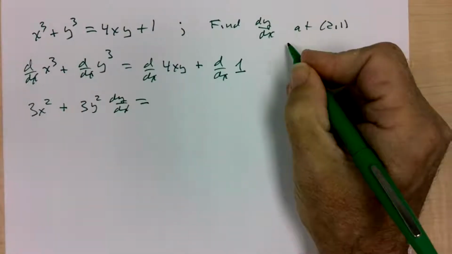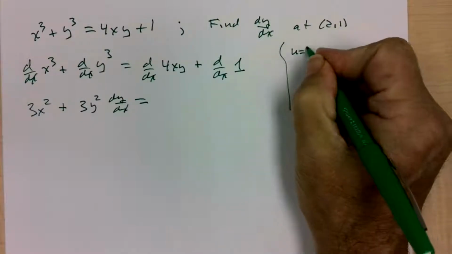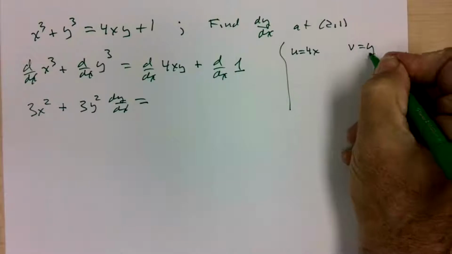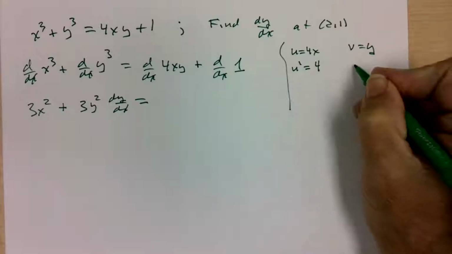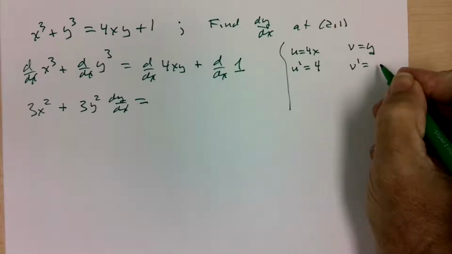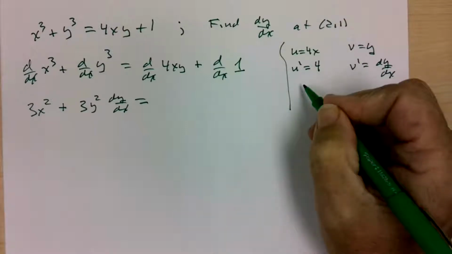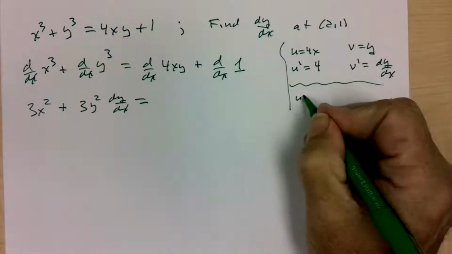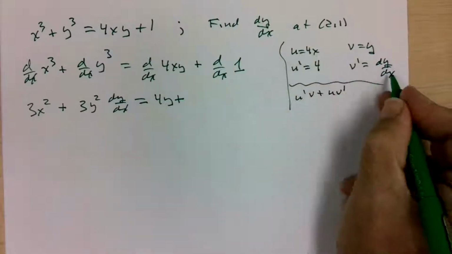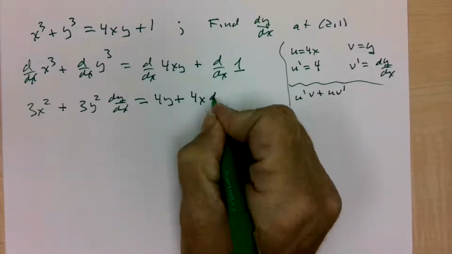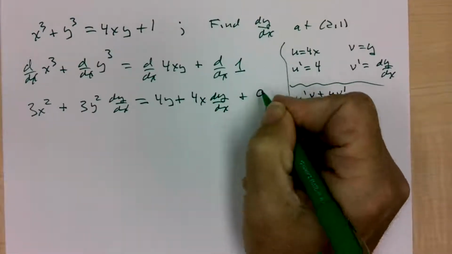Equals the derivative with respect to x of 4xy is going to require us to use the product rule. So we'll say u is 4x, we'll say v is y. U prime is the derivative with respect to x of 4x, which is 4. V prime is the derivative with respect to x of y, which would be dy dx. So of course we get u prime v plus uv prime, which is 4y plus 4x dy dx. And then we get plus the derivative with respect to x of 1, which of course is 0.